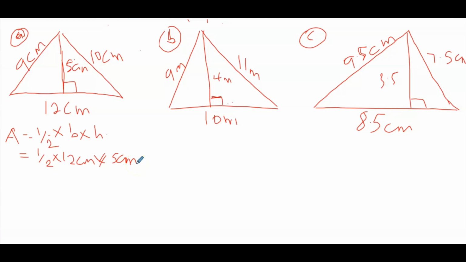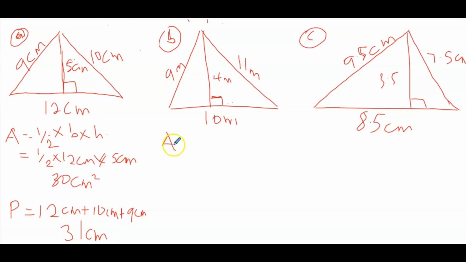When we simplify, half of 12 is 6, and 6 times 5 gives us 30 centimeter squared. Then the perimeter P: as we say, perimeter is the total distance around the figure, so we have 12 centimeter plus 10 centimeter plus 9 centimeter. When we add all of this, we get 31 centimeter. Is that okay? Let's come to the second question.